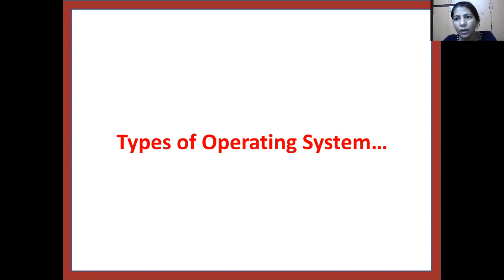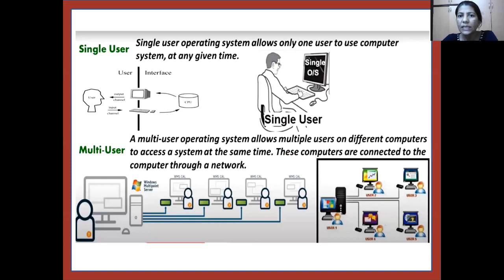Now we are going to learn about the two types of operating systems. One is the single user operating system. From the name, we can recognize which type of operating system it should be. It allows only one user to use the computer at a time, like all the computers we use at our home or in Papa's office or in offices, where only one person can work on that computer at a time. These are called single user operating systems.